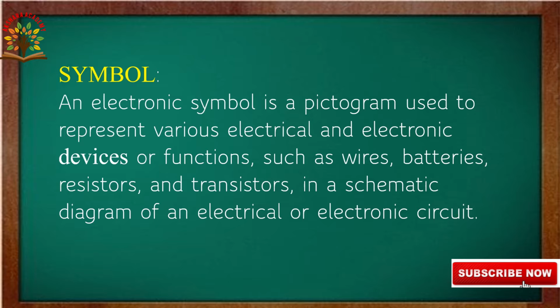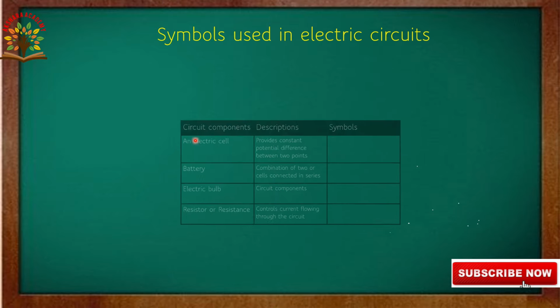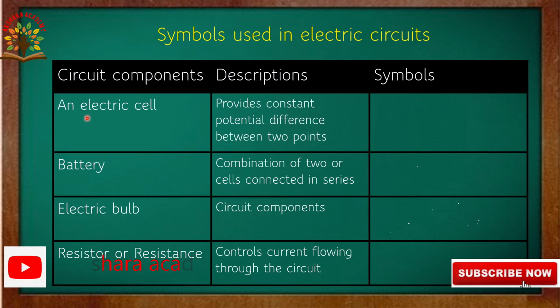Go to the symbols used in electrical circuits. Now discuss one by one. First, this table explains the symbols used in electric circuits. Name of the circuit components, a description of each and every circuit component, and which symbol we are using to represent these circuit components. Let us discuss one by one.